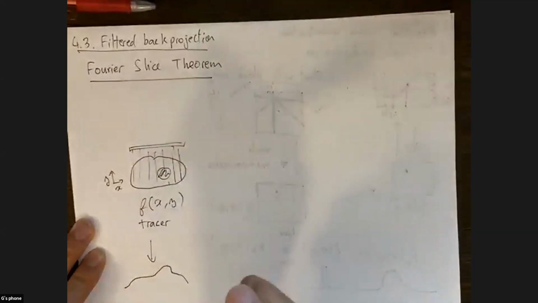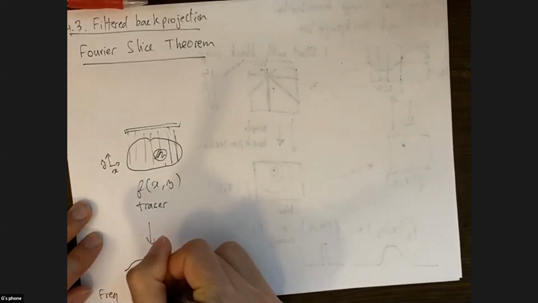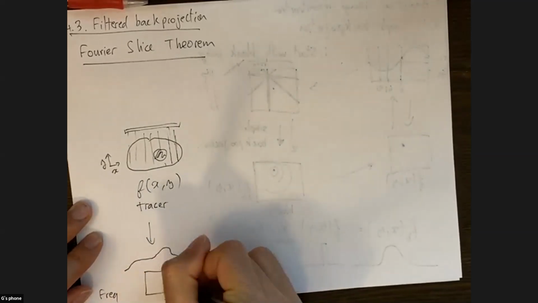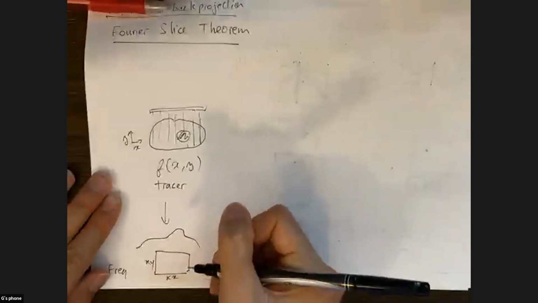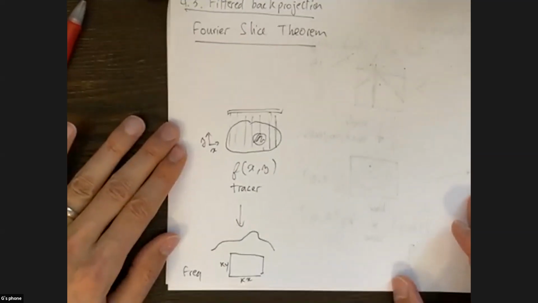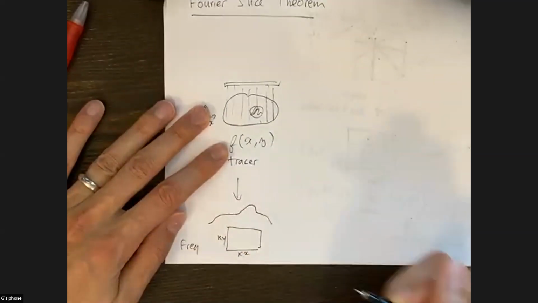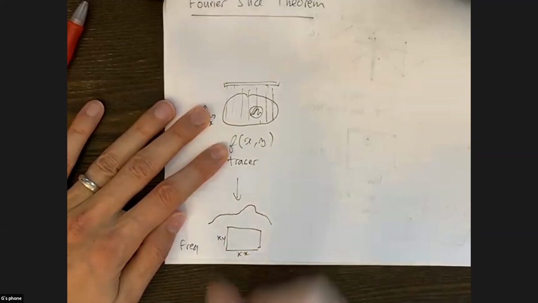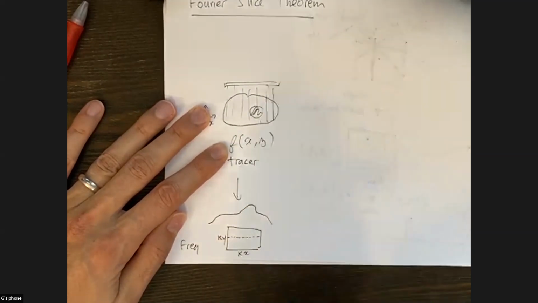And so the intuition is that when we take a projection, if we look at it in terms of frequency, with k_y and k_x as the axes, we are measuring the frequency content of the image, but along this line.